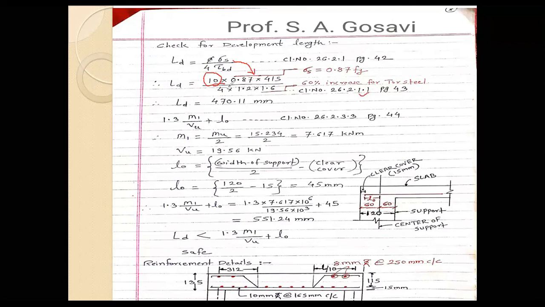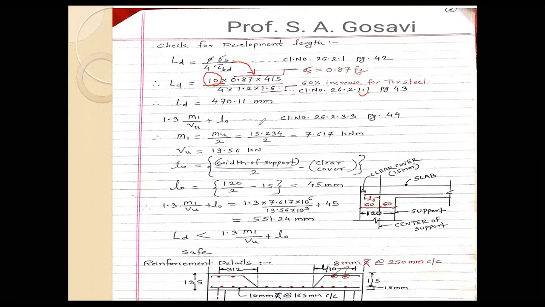Now this steel is at the center, so tension will be there. The steel is subjected to tension, so for tension we have to increase it by 60%, for deformed steel bars conforming to IS 1786. So we have multiplied the given quantity by 1.6. If you put all the values and calculate, you will get the value of LD, that is development length, as 470.11 mm. This is your development length.